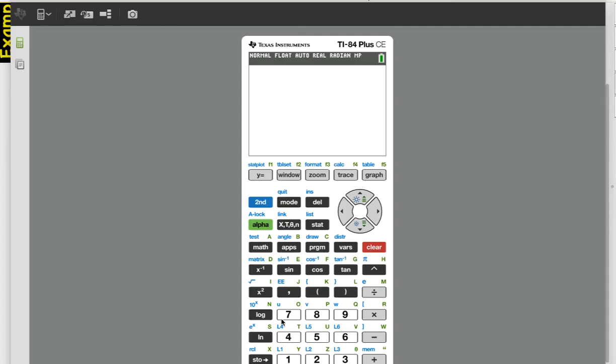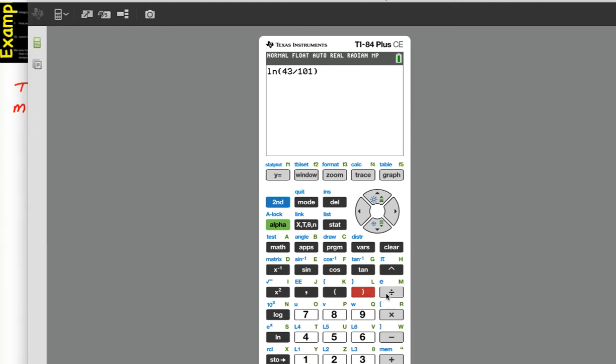I'm going to divide this entity by negative 0.037. Let's come over here and type this all in. The natural logarithm of 43 divided by 101. That is getting divided by negative 0.037, and voila, 23 minutes.